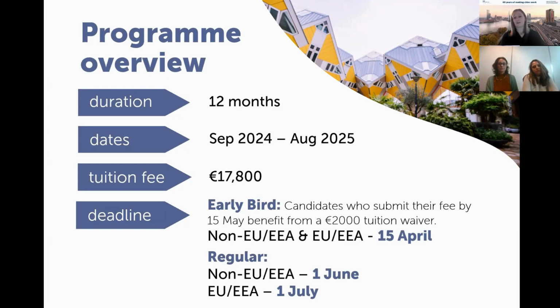The only difference your nationality makes is in terms of deadlines. As you can see, we have non-EU EEA and EU EEA deadlines. For non-EU students, it's 1st of June, and for EU students, it's 1st of July. And an important disclaimer, there is the early bird deadline that is 15 April. And if you pay the fees by 15 May each year, then you get a 2,000 tuition fee waiver. This can change for the upcoming years, but we always have an early bird application deadline for students who want to secure their spot early.